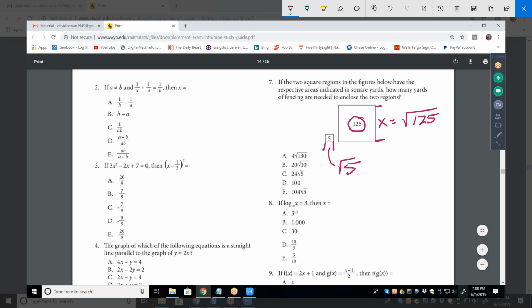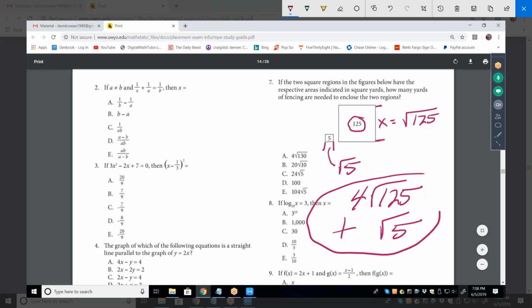So my perimeter of both regions is 4x plus 4. In other words, 4 times that for the bigger square plus square root of 5 for the smaller square. Okay? Now, that's our answer. The reason you don't see it on the answer list is because I haven't simplified the first number.